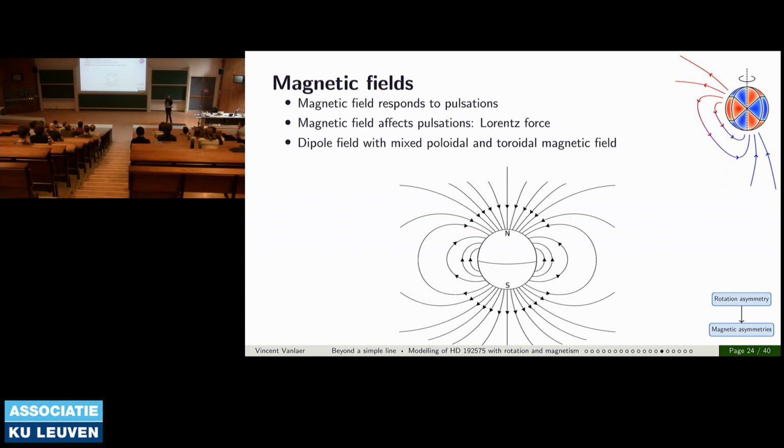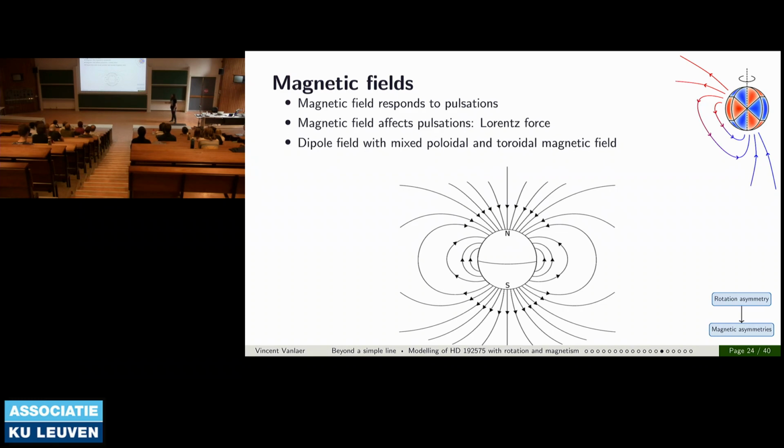When you have pulsations, your magnetic field lines will be dragged along with those pulsations. And due to that, the magnetic field would also have an effect back on the pulsations through the Lorentz force. And so you need to include your Lorentz force in your pulsation equations. And again, this can be included in a perturbative way, just like with rotation.